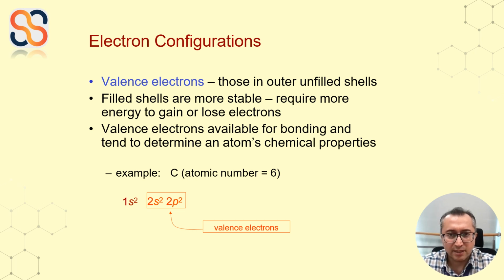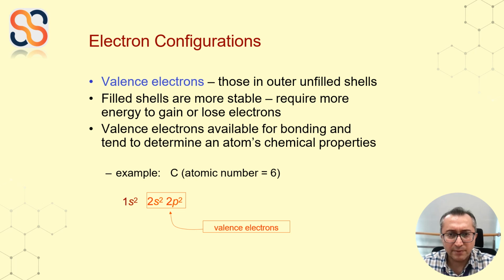Because the outer shell is not full, carbon tends to form bonds to share electrons with other atoms, creating everything from simple molecules like CO2 to complex structures like diamond or graphene.